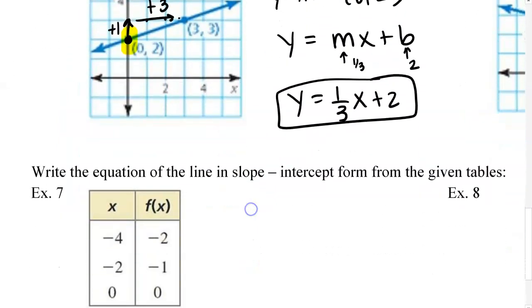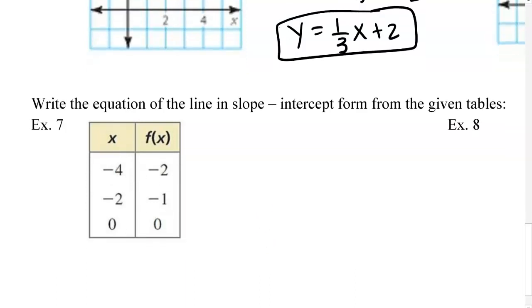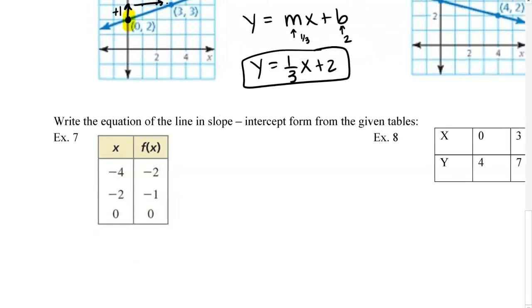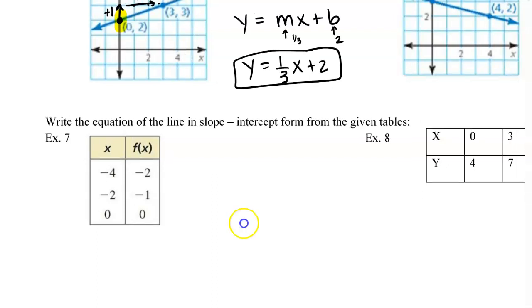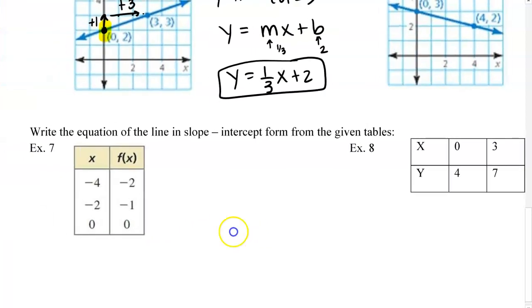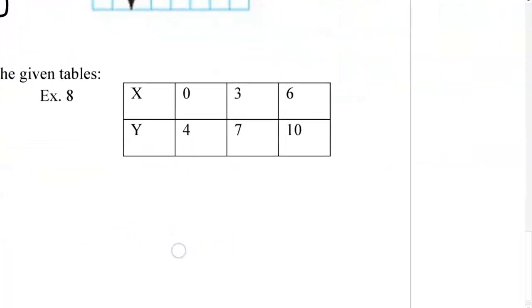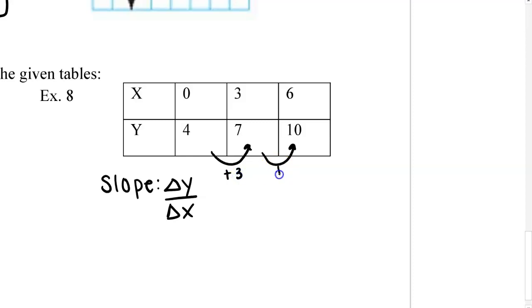If you are given a table, you're only going to be able to write the equation in slope-intercept form from the table if you can figure out what the y-intercept is from that table. So for example, actually I like this one better. First, we have to find our slope, which when we're looking at a table, we would do change in y over change in x. So y is increasing by 3, and x is also increasing by 3. So the slope is 1.